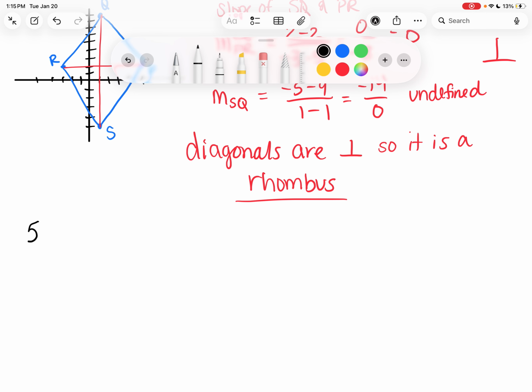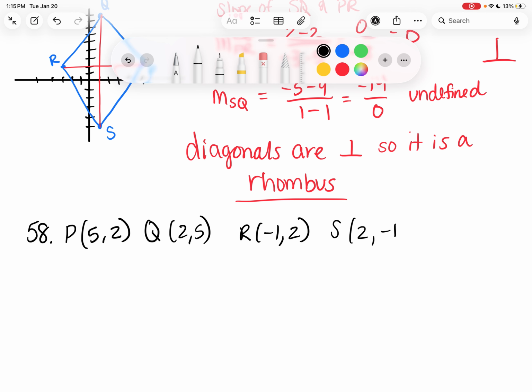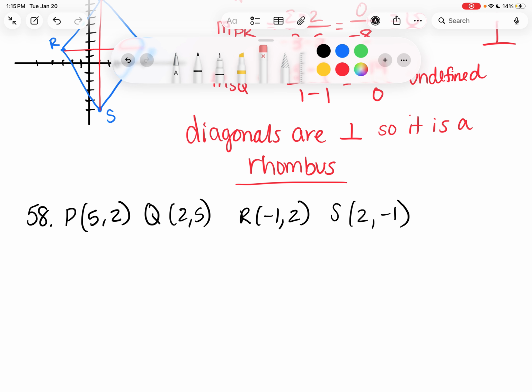All right, 58 is our last one. I know this is long. P is the point (5, 2), Q is the point (2, 5), R is the point (-1, 2), and S is the point (2, -1). So I need to plot these points. Looks like I can go out to 5 in all directions and be good to go.